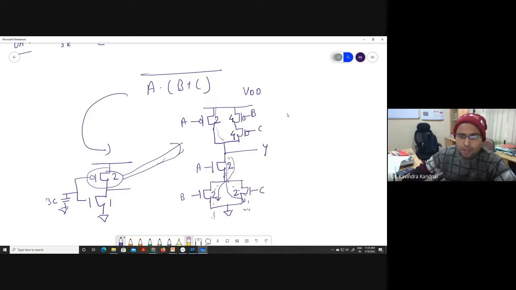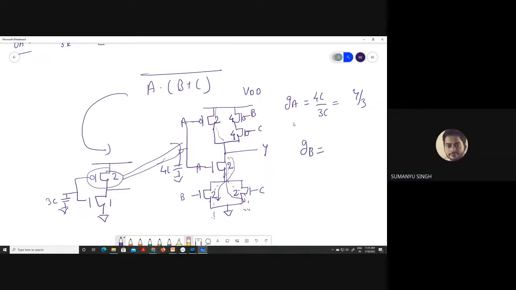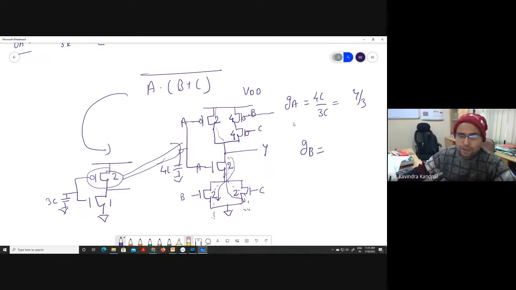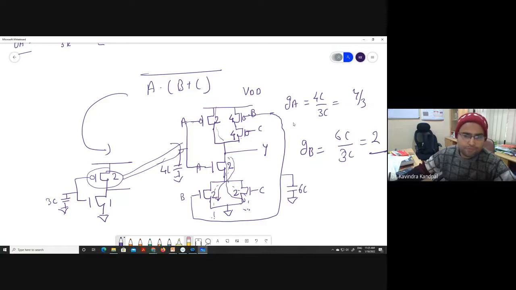So now, are you getting different G_A? What is G_A? Net capacitance appearing at input A is 4C. Yes or no? 4C divided by 3C happens to be 4 by 3. But what is G_B? G_B is 6 by 3. See, 4C because of this one, and the B input is here, right? So this is how much capacitance? 6C. 6C divided by 3C. So that is 2. Are you getting?